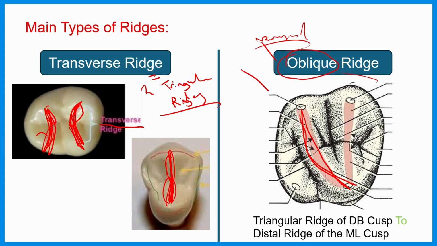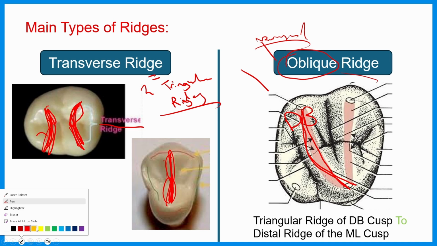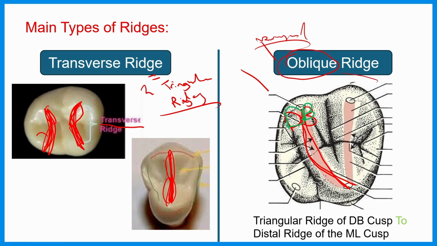It goes from a triangular ridge of the distal buccal cusp. This is the distal buccal cusp. Let me change the color. Okay, green. This is the distal buccal cusp. You've got this as your mesiolingual cusp, this is your mesiobuccal cusp, and this is your distal lingual cusp. I'll just put them in circles so you can see clearly.